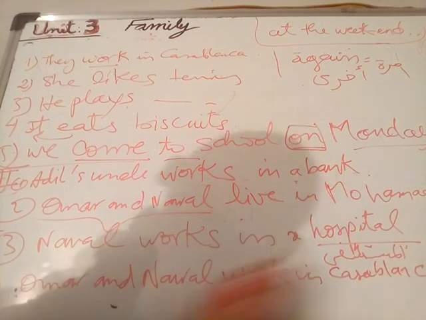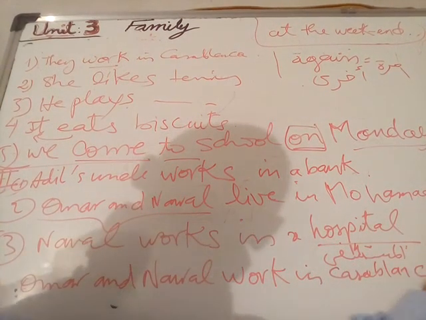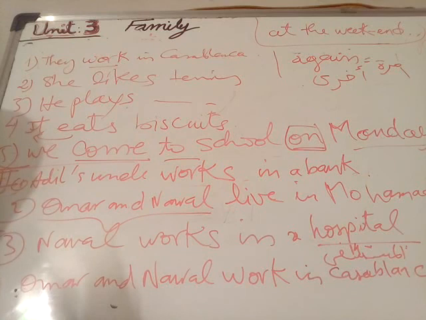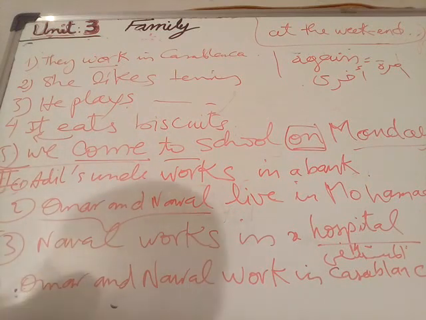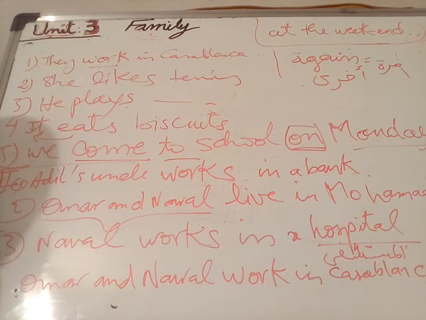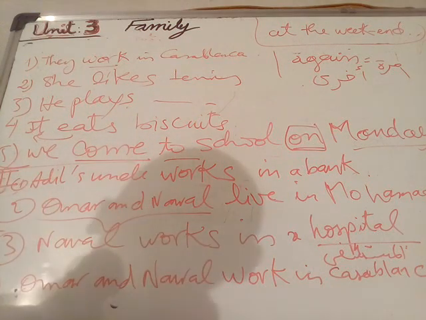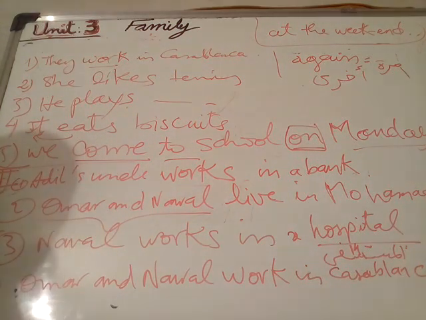So it's very expensive to live in Casablanca. So they just work in Casablanca and live in Mohammedia because of hard economic circumstances. So people have to cooperate and help one another for a very successful couple.